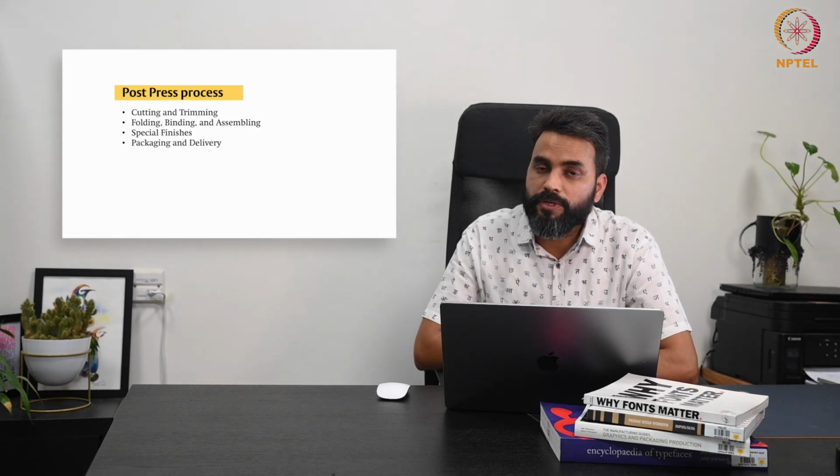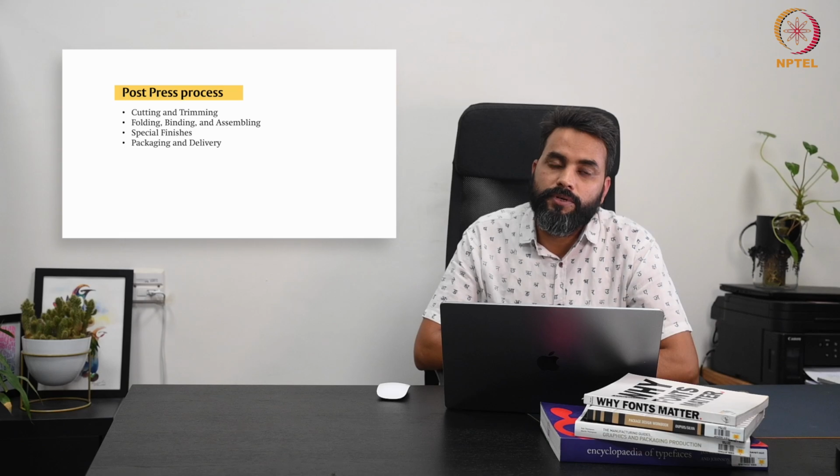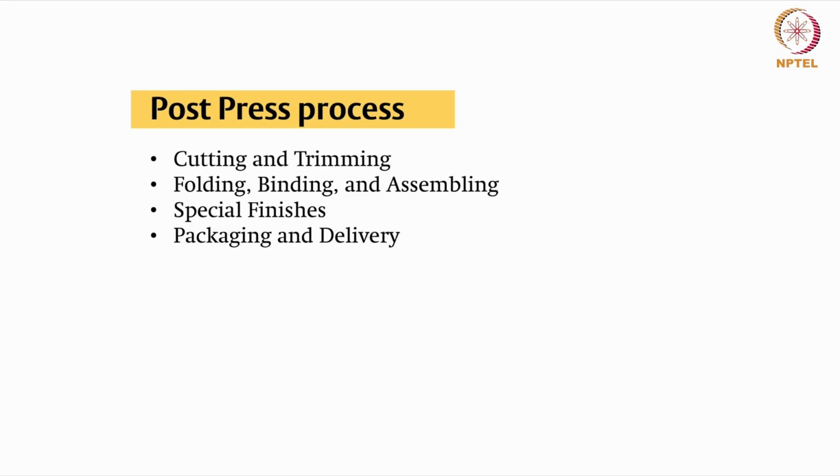Then there are post-press processes, which involve cutting and trimming, folding, binding and assembling. Then if there are some special finishes, for example, if you want to write the name, a title in a different color, or maybe foil or something, then you do all those finishes. If you want to laminate it, you can go for that, and then finally packaging and delivering.